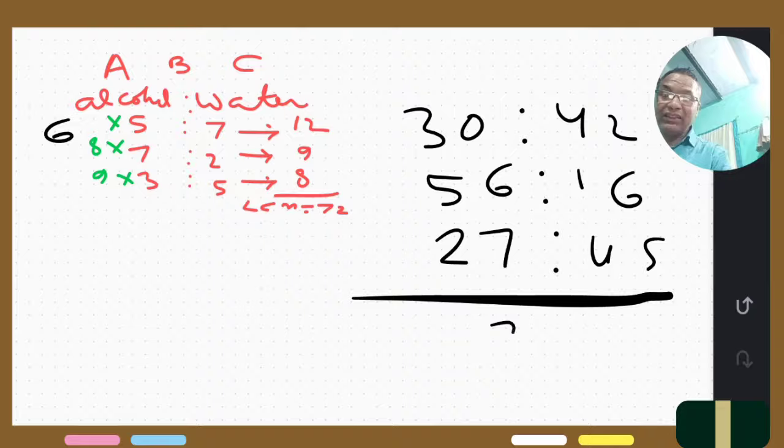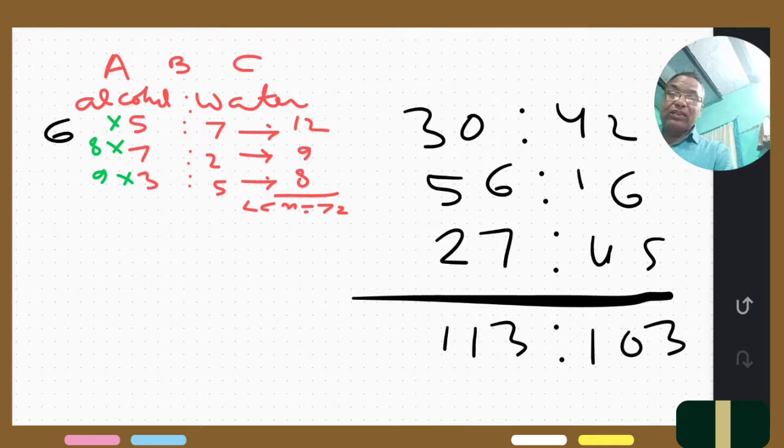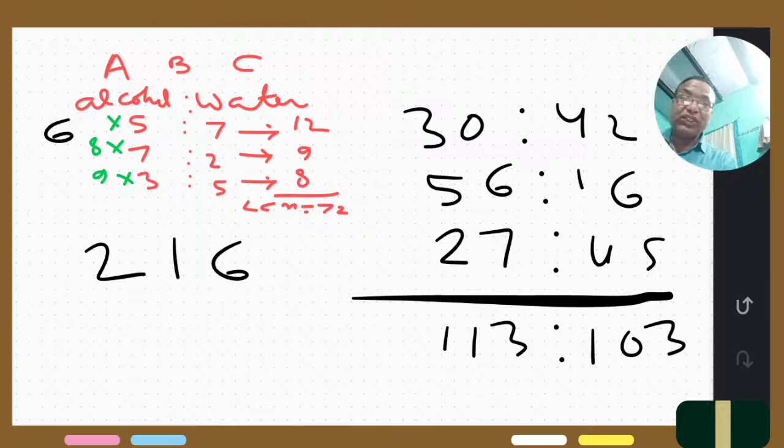6 and 7 is 13, 3 carry 1, 2 plus 1 is 3, 5 and 8 is 13, 3 carry 1, 4 plus 1 is 5, plus 1 is 6, plus 4 is 10. Ratio: 2 and 6 is 8, 8 and 5 is 13. So we have to check also this. If we check 113 and 103, this comes 216.